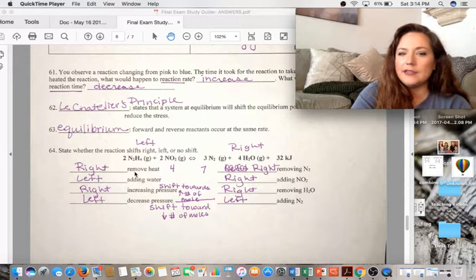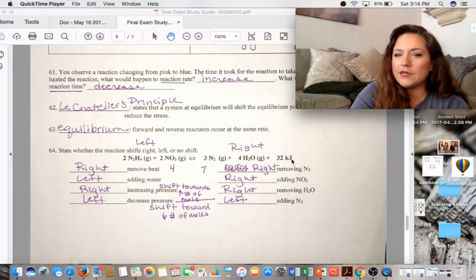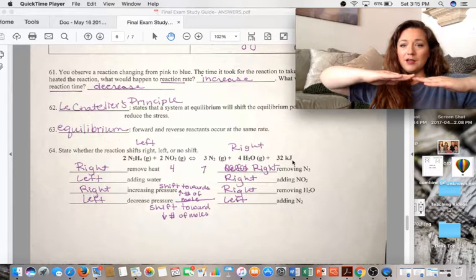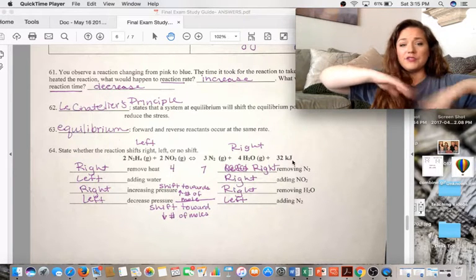So identify, where is heat? It is on the product side. So if you added another child of heat, or I removed it, sorry, it says remove heat.